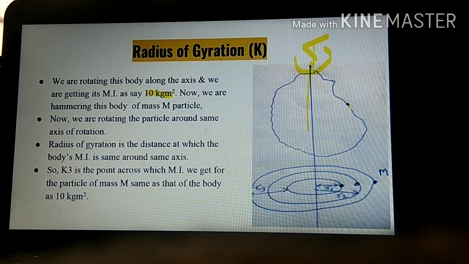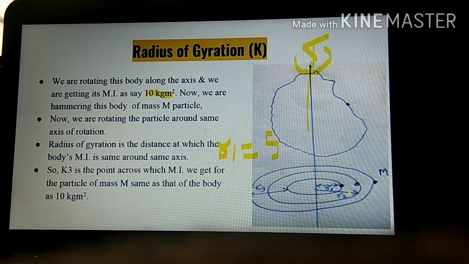Now what we have done, this is a body, we have hammered this body and made it into a particle of mass m. We have rotated this again along the same axis of rotation. In the first condition, we have kept the radius as R1, and we have found a moment of inertia which is less than 10 kg meter square. Take for example, in case of R1, we are getting a moment of inertia of 5 kg meter square.